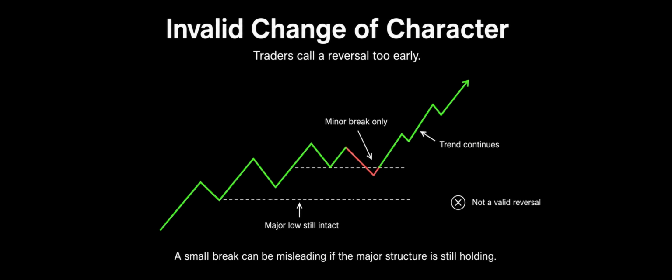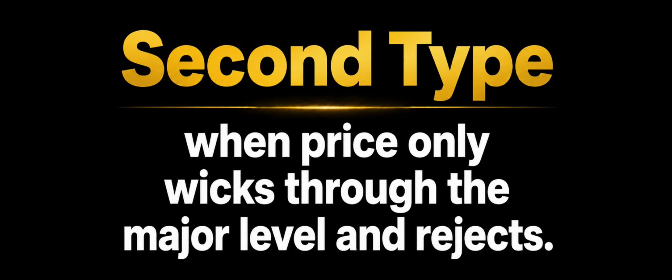Now let's talk about invalid change of character. An invalid change of character happens when traders call a reversal too early. The first type of invalid change of character is when price breaks minor structure only. For example, price is bullish. The major low is still protected. Price breaks a small internal low.